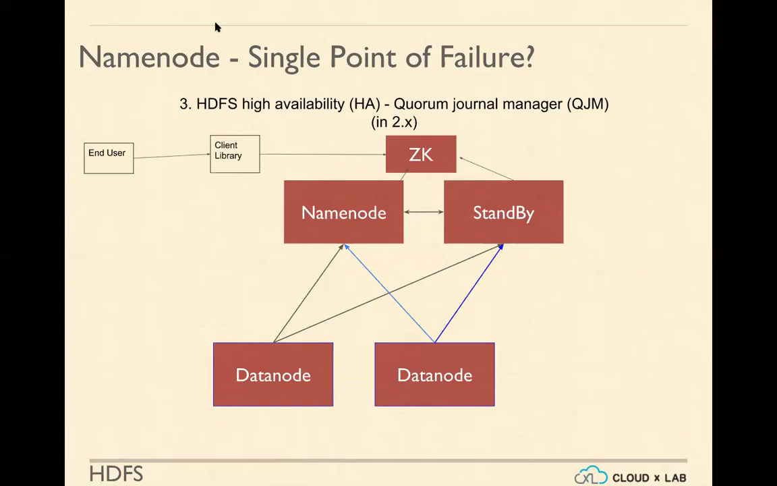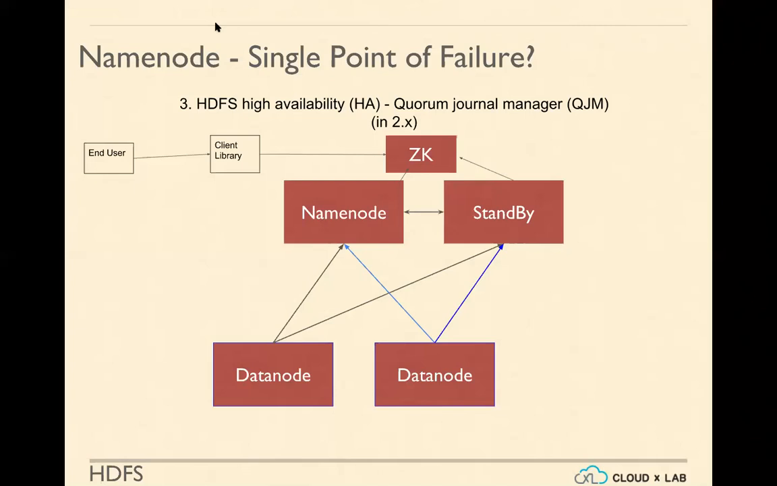This is something that happened in Hadoop 2.x. There, the architecture of the Hadoop file system was changed to accommodate high availability. And how was that done? There could be multiple name nodes, but there would be only one main name node.